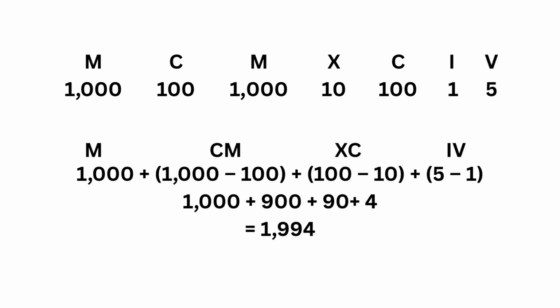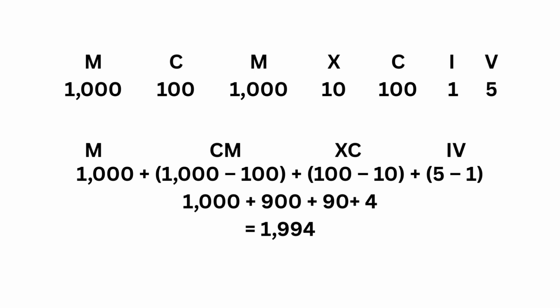MCMXCIV. Now this one is arranged both in descending and ascending order, but we'll be able to decipher it. Now M is 1000, C is 100, M is 1000 again, X is 10, C is 100, I is 1, V is 5. We are going to arrange this one this way. The first M is 1000. There is no smaller number in front of it, so it stands.